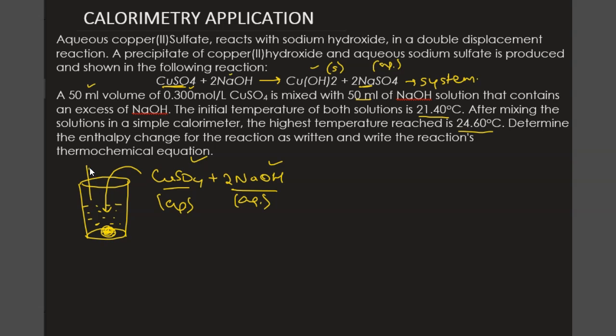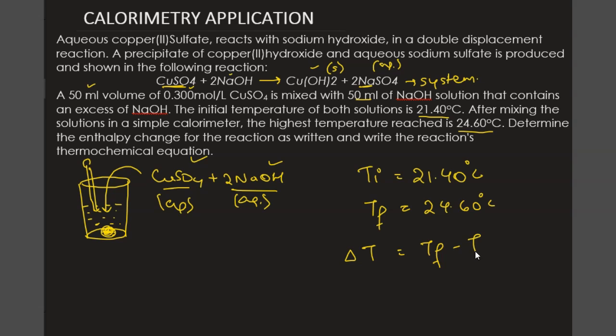Because there is a thermometer in this calorimeter, we measure the initial temperature of the solution when we just put in the reactants, and that was the initial temperature, 21.4 degrees Celsius. The final temperature, after we give this mixture some time to react, and the highest temperature recorded, was 24.6 degrees Celsius. We can use this to find the delta T value, which is Tf minus Ti. So this is 24.6 minus 21.40, which is 3.2 degrees Celsius.